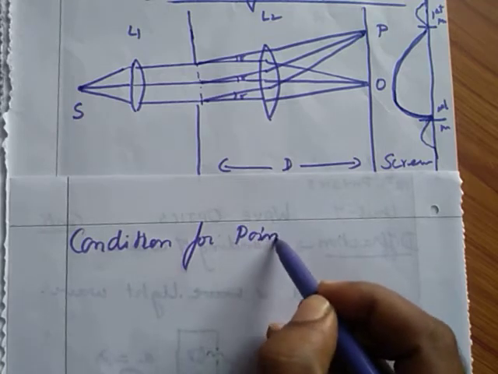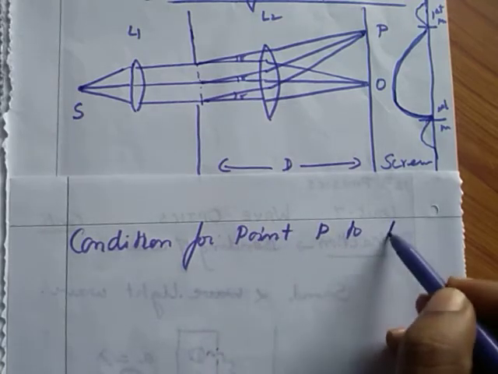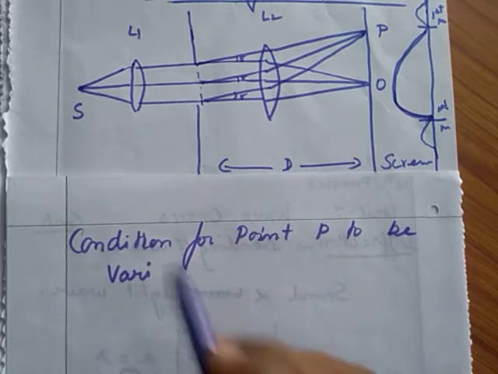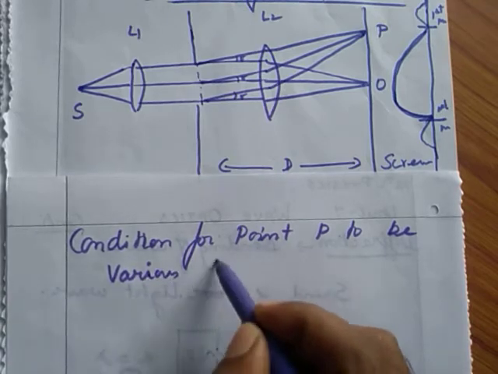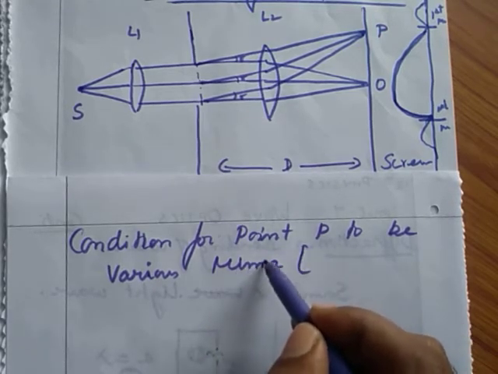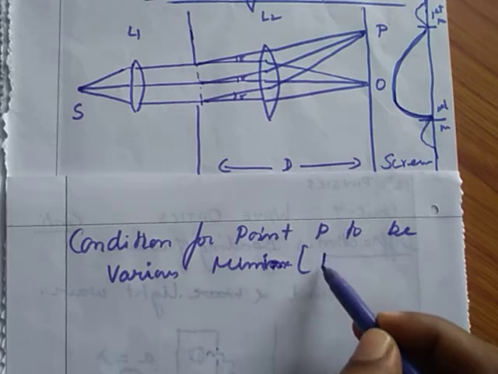Condition for point P to be various minima, that means destructive interference.